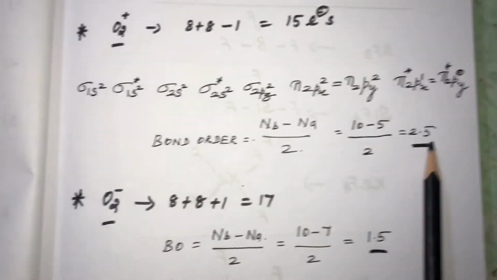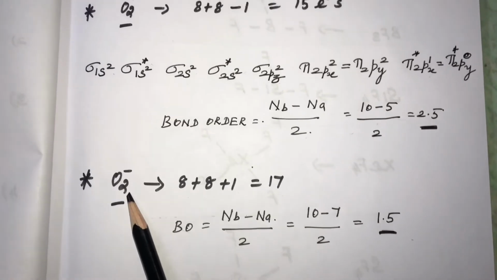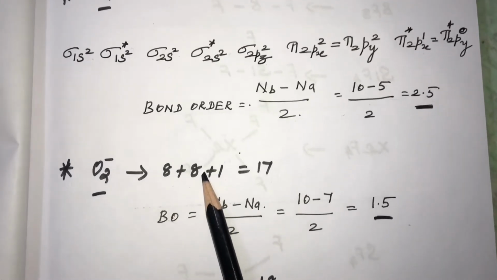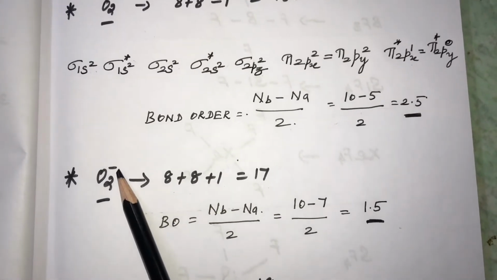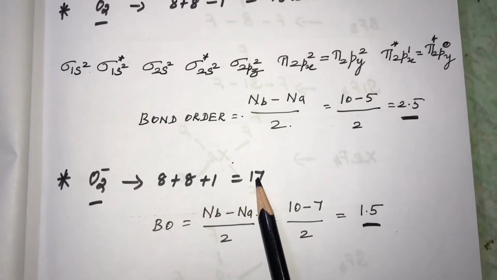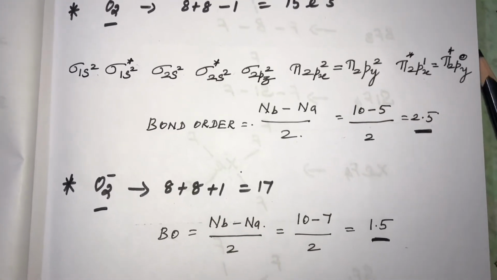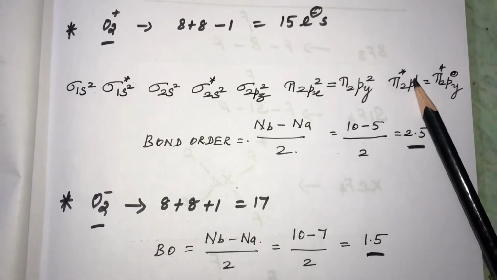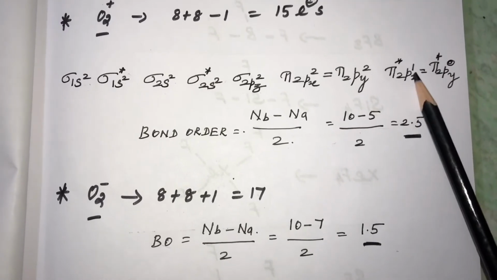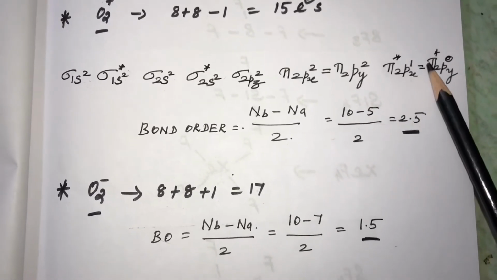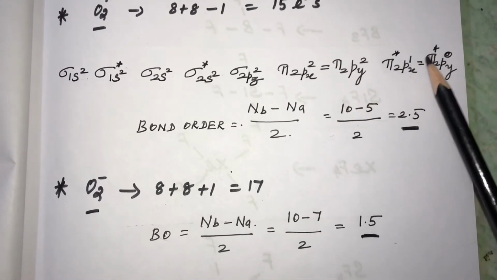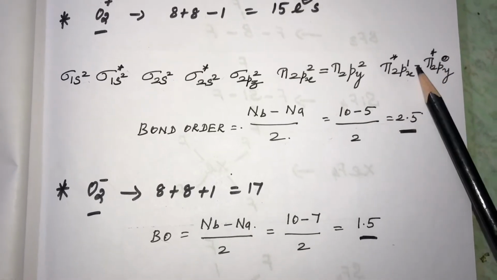O2 plus, 2.5. Now comes O2 minus. Each oxygen 8 plus 8, 16, plus 1 excess electron, so there are totally 17 electrons. If it is 17 electrons, in the order it will go: here 1 electron, here 1 electron. According to the orbital electron filling, the 16th electron moves here, the 17th electron goes here, thereby the extra electron goes to antibonding only.